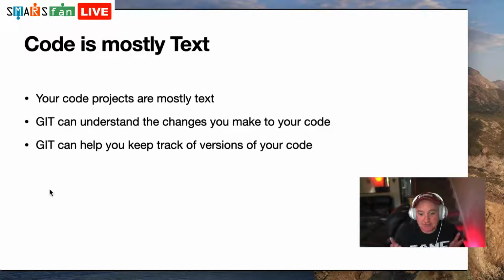Code is mostly text. You might have JPEGs or other resources that are part of the folder where you keep all the files for your source code, but mostly source code is text. So Git understands text. It understands when you've created new lines of code, when you've deleted lines of code. It can figure all that out because it is just text. It uses something called hashing to figure this out, and it can help you keep track of your versions of code.